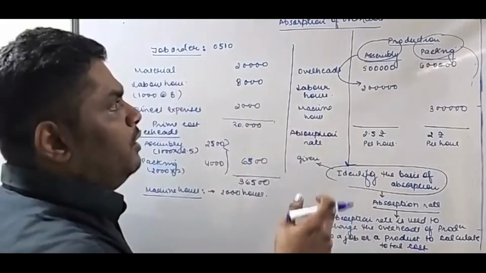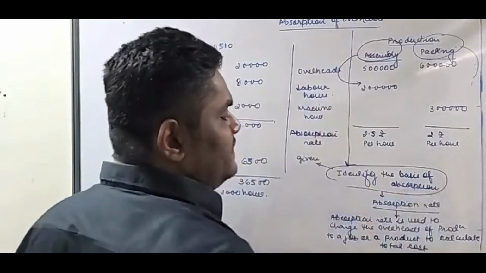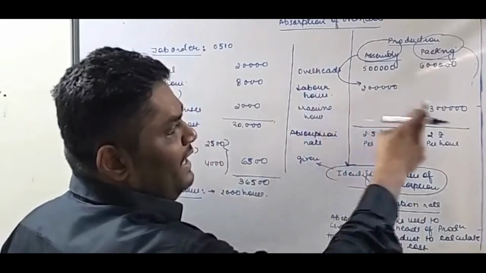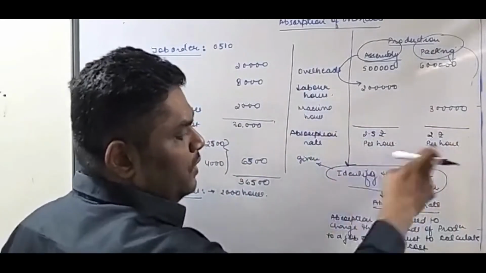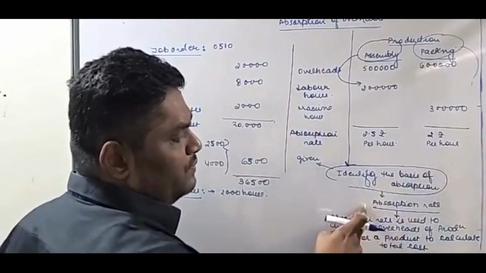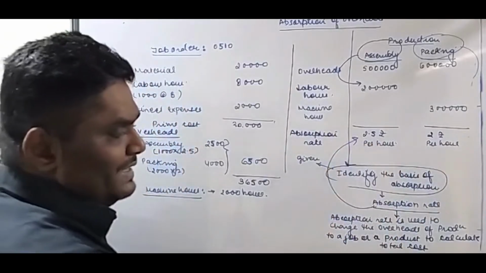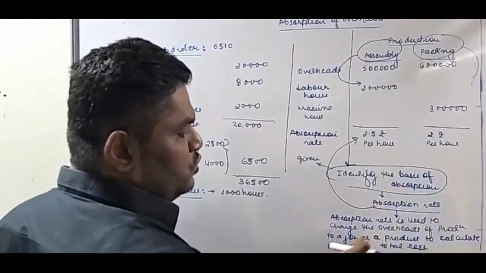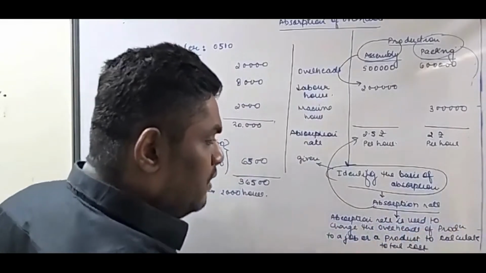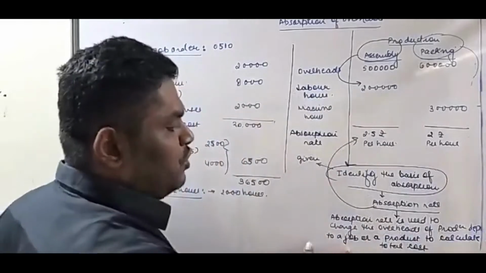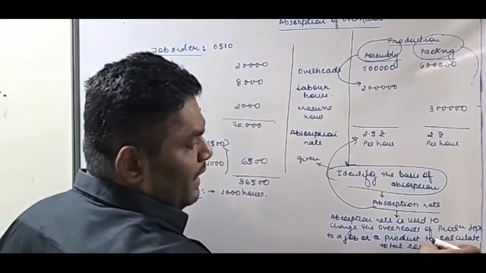So when talking about absorption, first identify the basis of absorption. This will always be given in the question. Once the basis is identified, we will calculate the absorption rate. So herein we have calculated the absorption rate. And once the absorption rate is calculated, it is used to charge the overheads of the production department to a job or a product to calculate the total cost.